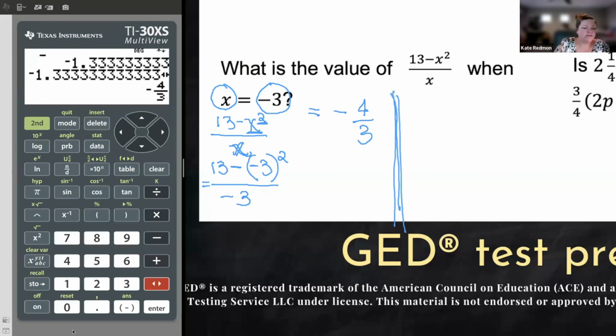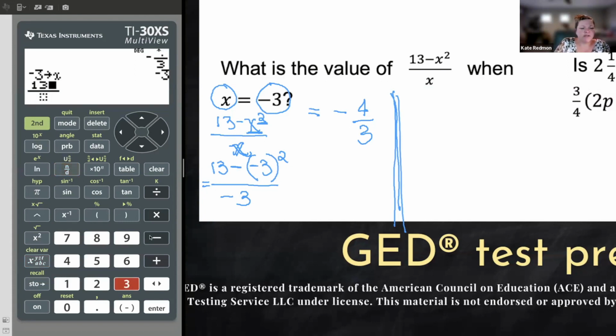Of course, we could have done it in our calculator by storing -3 as the x value, press enter, and then typing in the expression. I'll still use a fraction bar, but this time when I type in the expression, I'm going to use the letter, let my calculator do the substitution. And look at that, -4/3 that way as well.